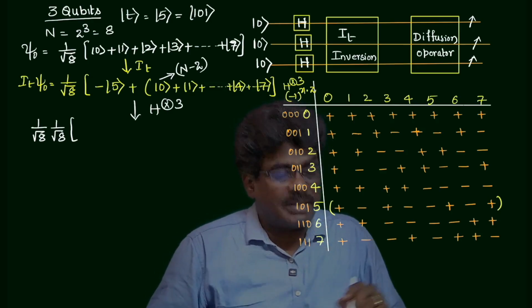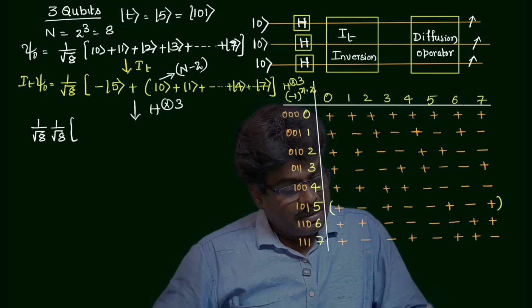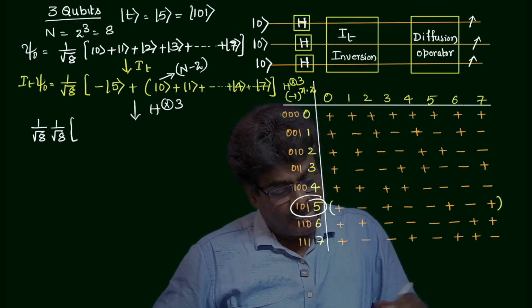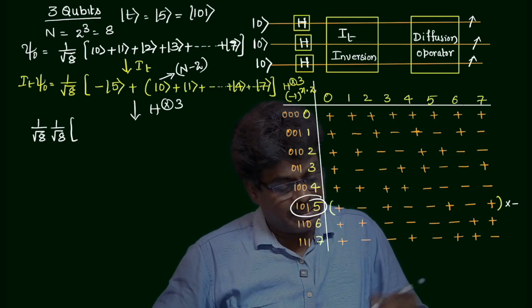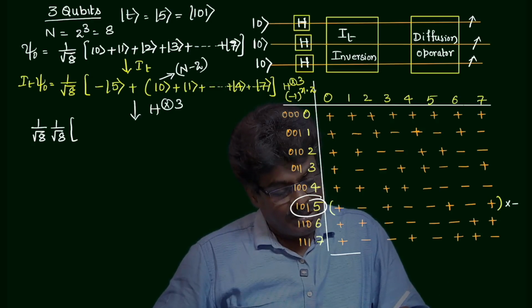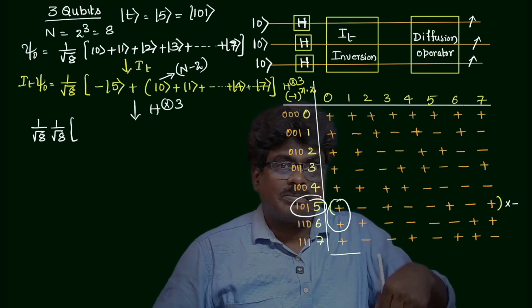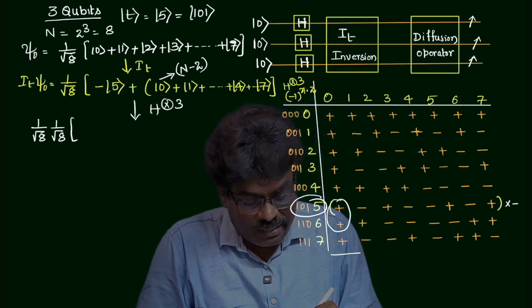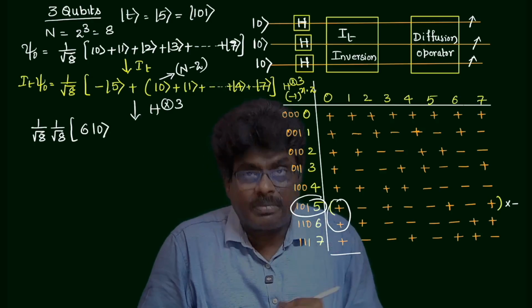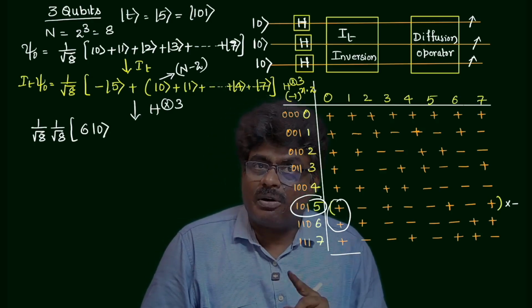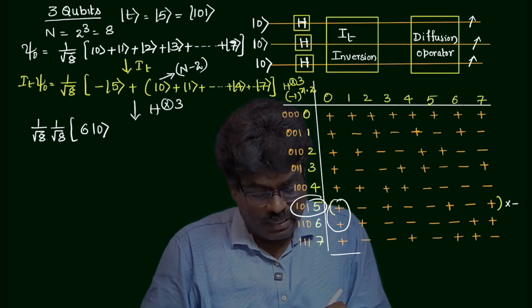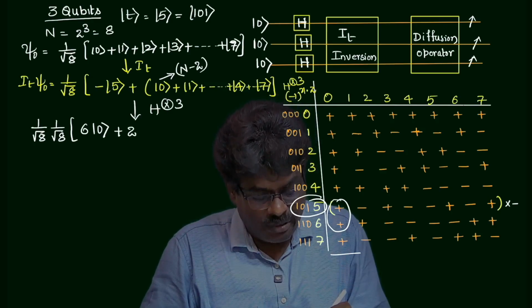If you have any doubt, please check here. Our target is 5 and I multiply with the minus. Then if you add, this is the minus and this is the plus. These two get cancelled and the 6 plus remains. So that's why this is a 6 0. And the rest of the things all will get a 2 only. So that is plus 2. Now you got it.